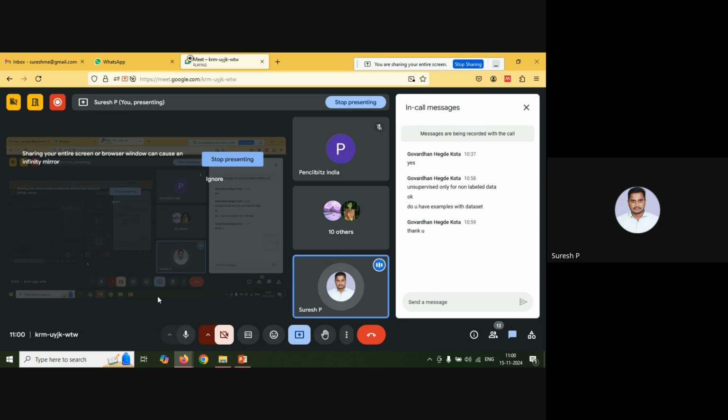Another one is hierarchical clustering. For the hierarchical clustering, we will have agglomerative clustering. Another one is density-based clustering. For the density-based clustering, we will have DB scan algorithm. So these are the three algorithms for each type of clustering. For all these three algorithms, I'm having a sample data set and also the solved example. I'm going to explain with that.